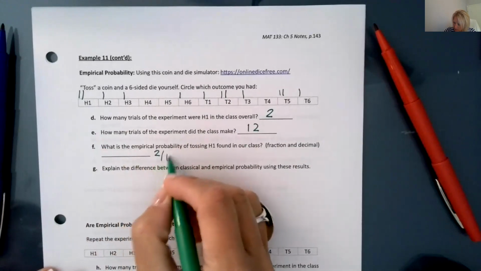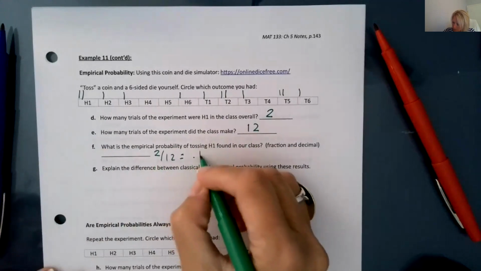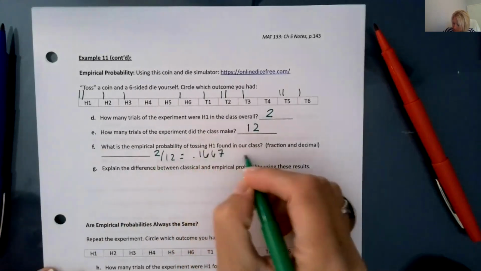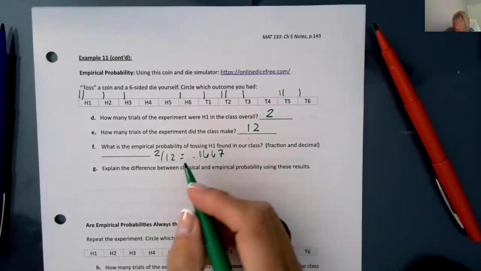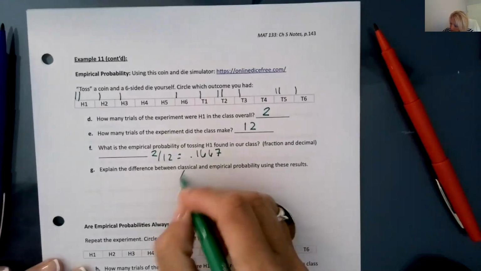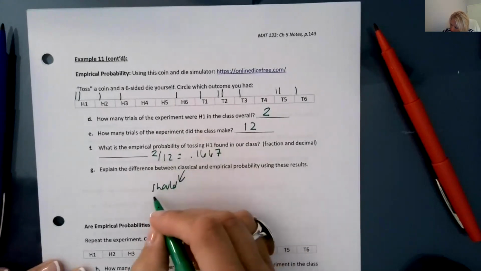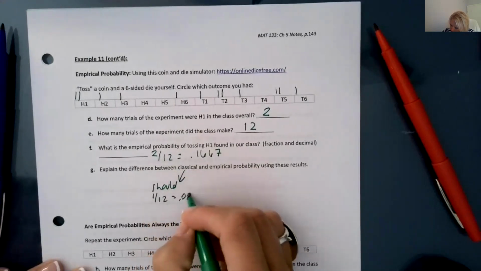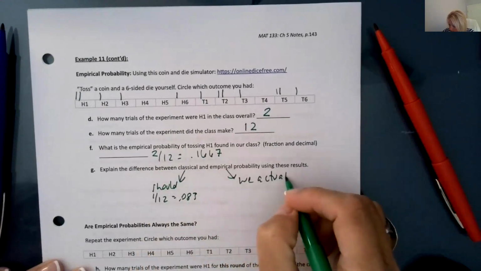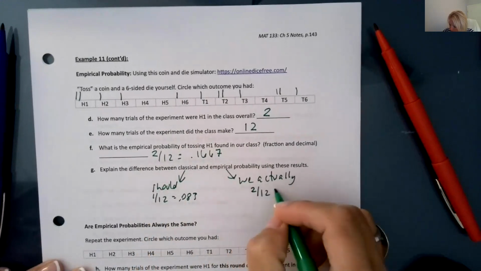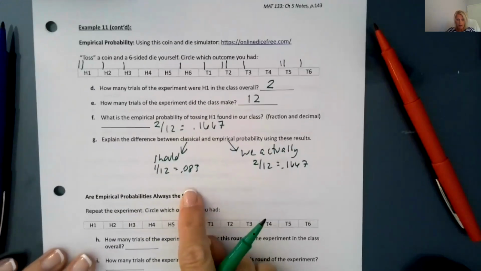It's 2 divided by 12, or 0.167. Explain the difference between classical and empirical probability using these results. So classical means we should have had 1 out of 12, or 0.083, but empirical means we actually had 2 out of 12, or 0.1667, right? So we actually had more than what we should have had.